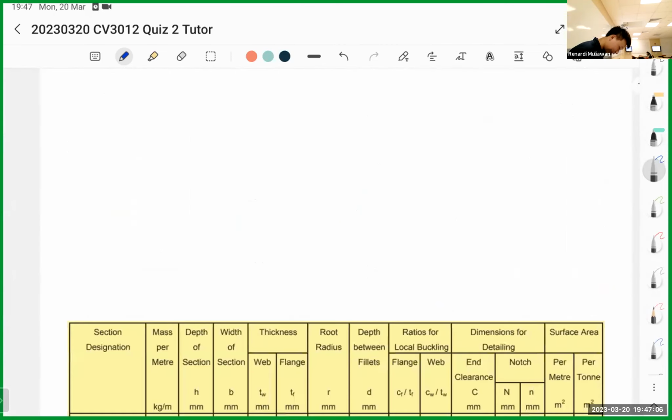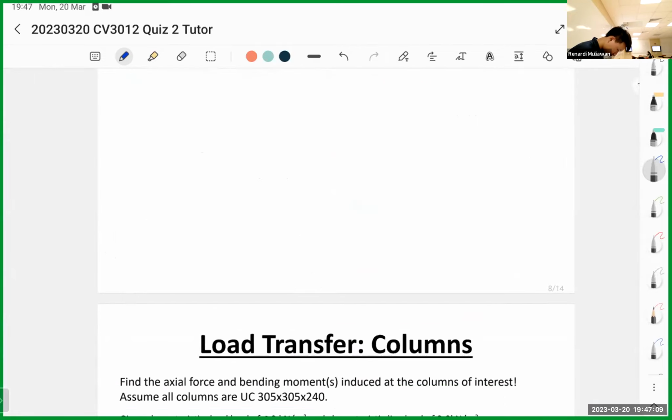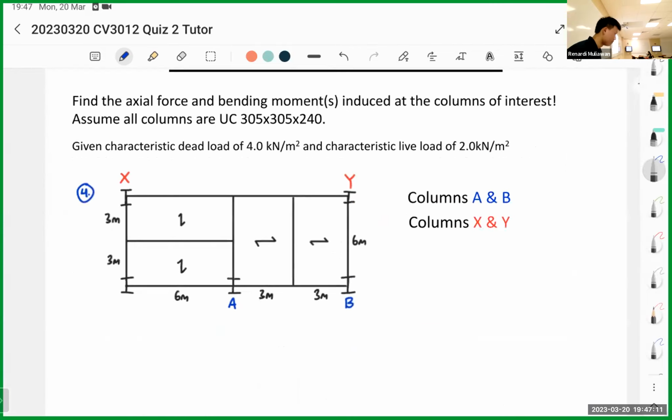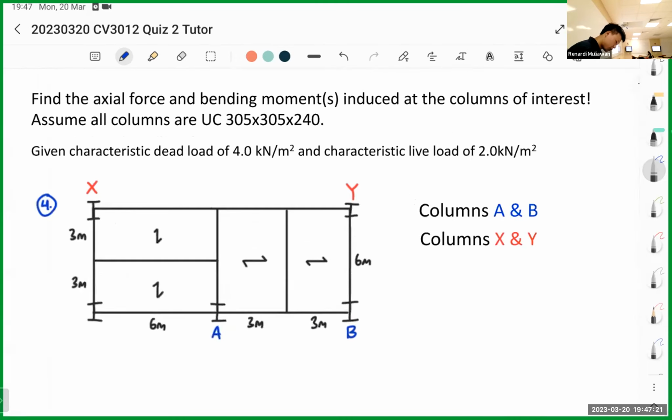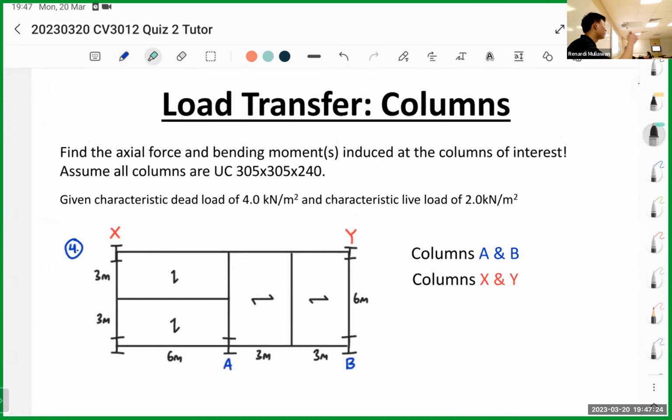So I think I'll skip to this one. I'm going to do just one question only for this one. If we have time, we'll do more questions, but I'm going to do number 4 only. So what is the question about? If you remember the steps of design, you need to know the loading first. After you know the loading, then you can check. So what we're doing now is just finding the loading on the column. Sometimes in the question it's directly given, but in this one it's not. So I'm letting you practice how to get the loading.